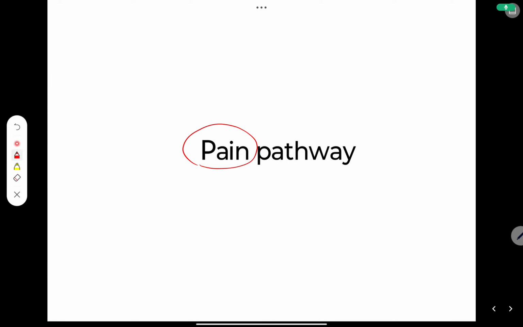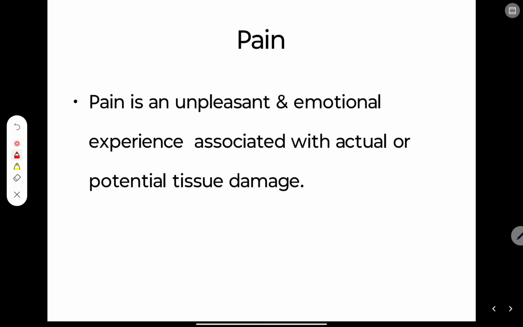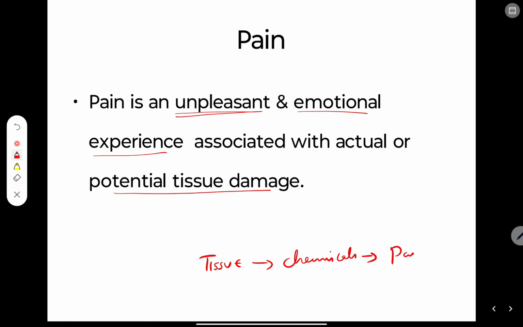Today we'll understand the pain pathway. First of all, what is pain? That's a basic question. Pain is an unpleasant sensation sometimes associated with an emotional experience, and it happens whenever there is potential tissue damage. When a tissue is about to undergo some damage, it releases some chemicals, and that initiates the sensation that we call pain.